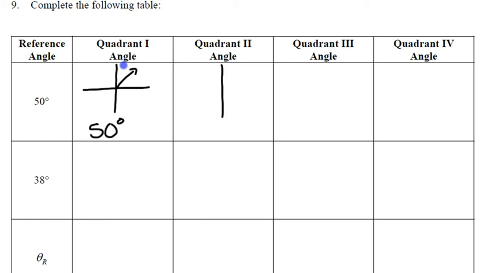If I have a reference angle of 50 degrees in quadrant 2, okay, so let's say this is theta r, theta r is 50 degrees, and theta r is 50.